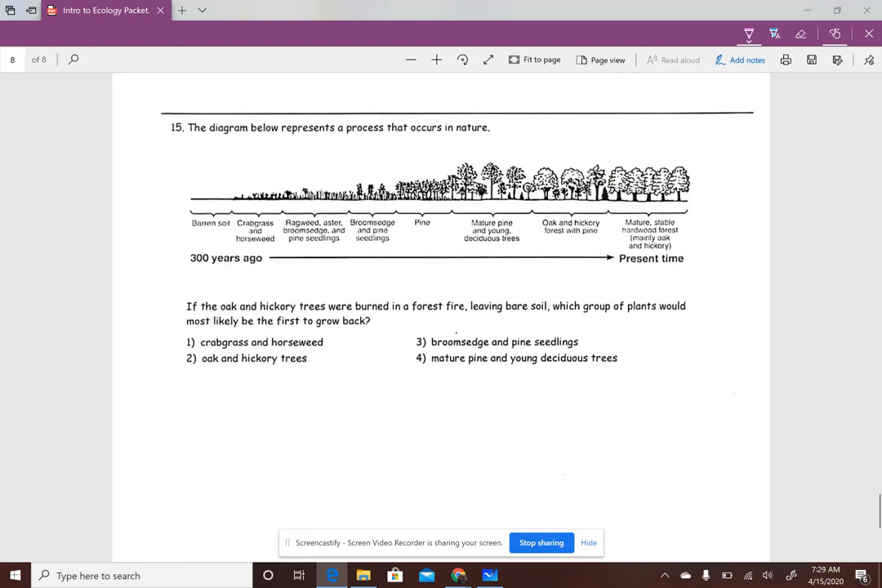And here's last but not least, when I see this picture, automatically in my head, I'm thinking about ecological succession. I don't know if the question is going to be dealing with that at all. But it does say if the oak and hickory trees were burned in a forest fire. So here's oak and hickory. If they were burned in a forest fire, leaving bare soil, so barren soil, going back to here, which group of plants would most likely be the first to grow back? So on this here, the first set to grow back is crabgrass and horseweed, which would be number 1.